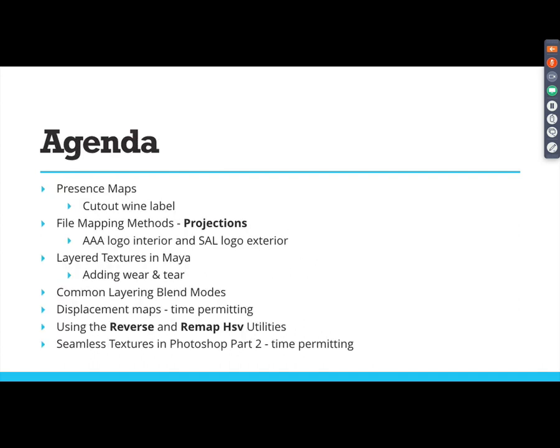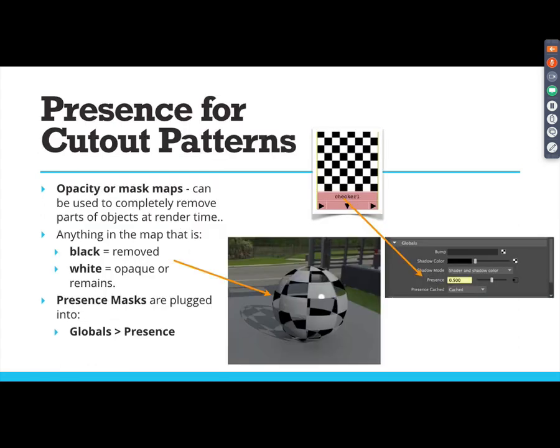So, presence maps. This is how we're going to cut out the wine label for the bottle. As I mentioned, projection mapping, AAA logo, SAL logo. Layering in Maya, common blend modes, displacement maps, and, time permitting, the reverse utility, the remap, HSV, maybe even a little more seamless texturing in Photoshop. If we have time, we can always bump that to next time also, if we need to.